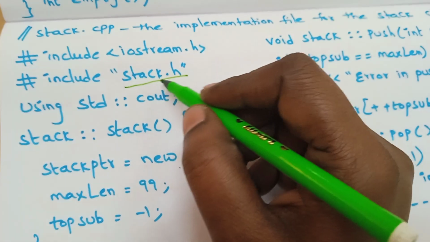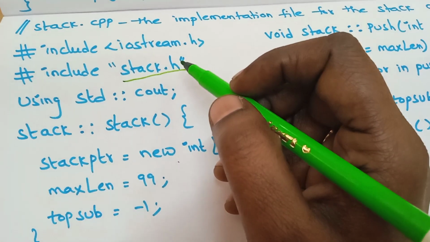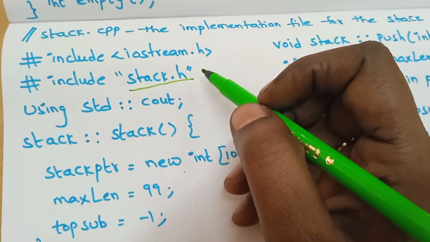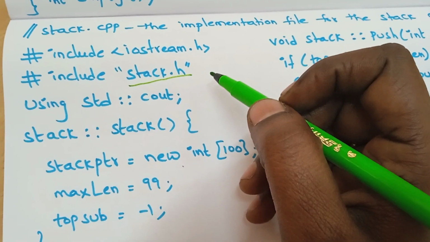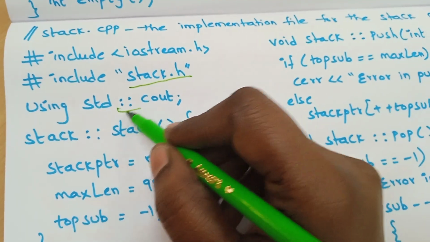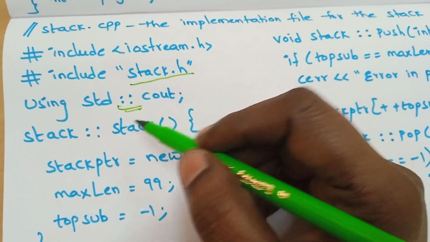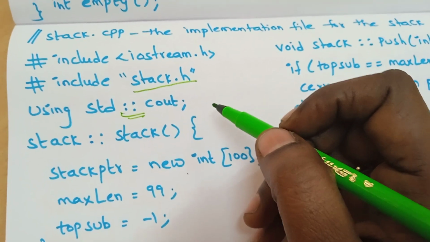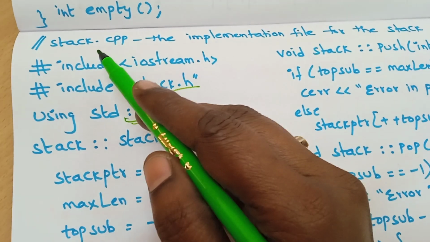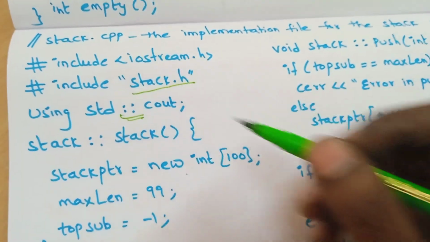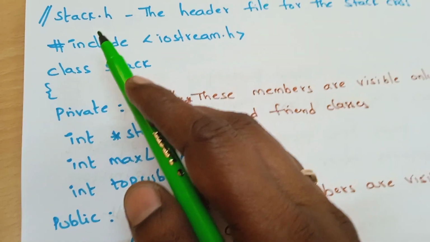The stack.h file has the extension .h, and the definitions of the member functions follow the class definition, and these use the scope resolution operator to indicate the class to which they belong. These definitions are stored in a code file with the extension .cpp. So this is the stack.h header file.